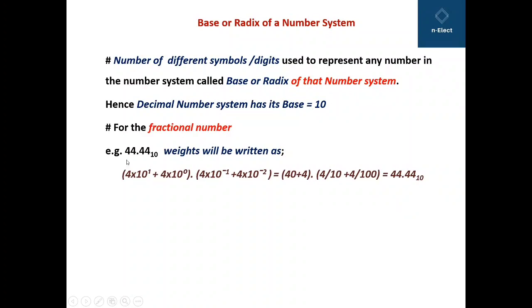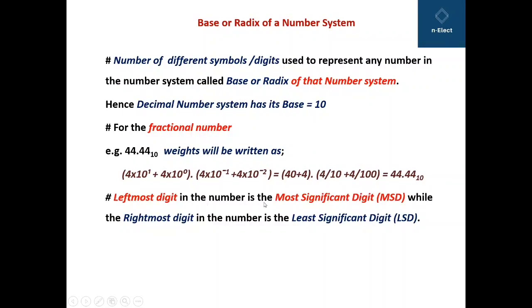For a fractional number, for example 44.44 decimal, how are the weights written? Weights are written for the integer part, and for the fractional part the weights are different. Here for the integer part 44 we write 4 into 10 raised to power 0 plus 4 into 10 raised to power 1. While on the right hand side of the decimal point, 4 into 10 raised to power minus 1 and 4 into 10 raised to power minus 2, and they are added. So finally you will get on the left hand side 44, on the right hand side 4 upon 10 that is 0.4 and 4 upon 100 that is 0.04, which on adding gives you 44.44.